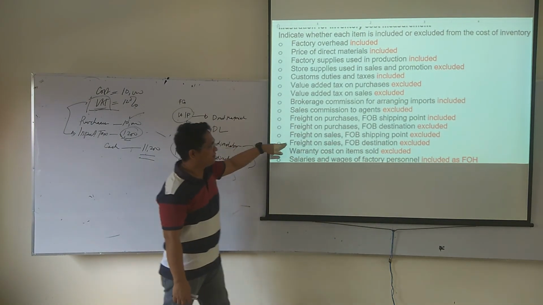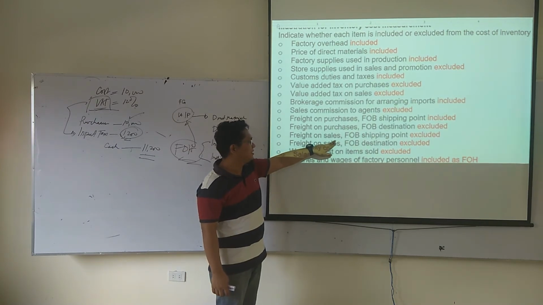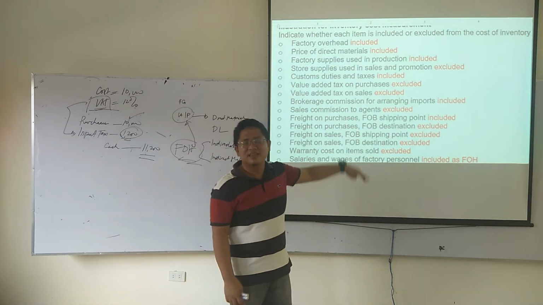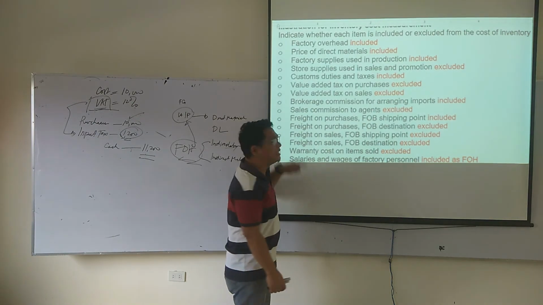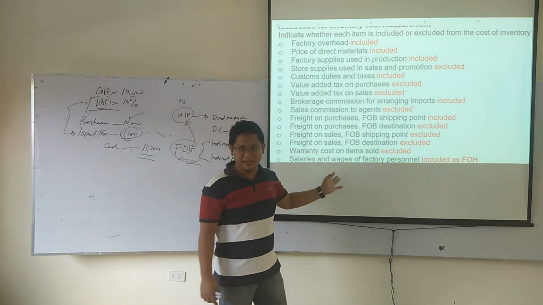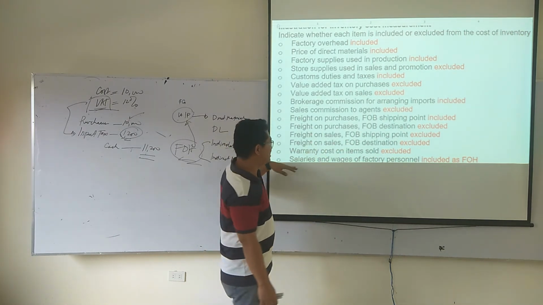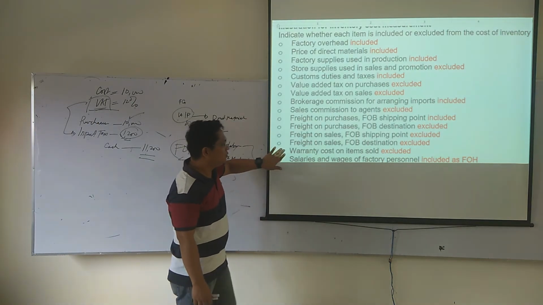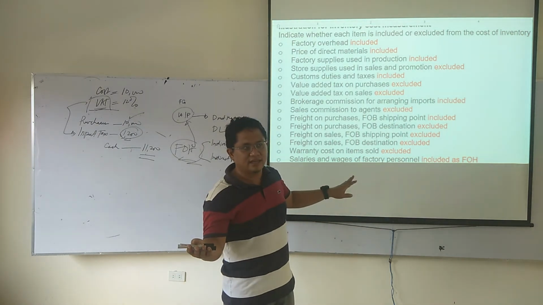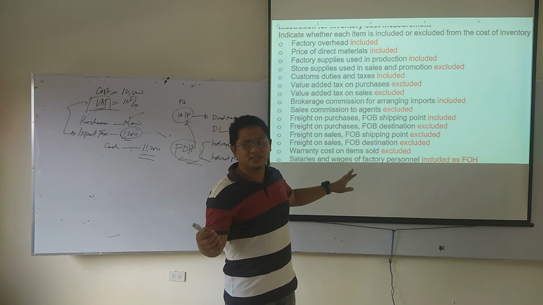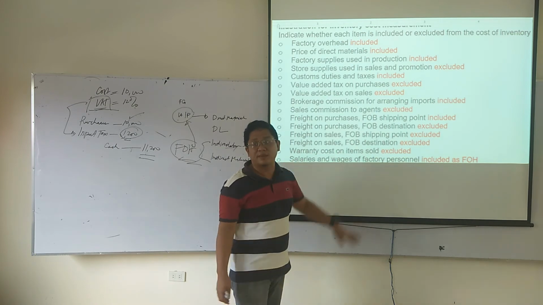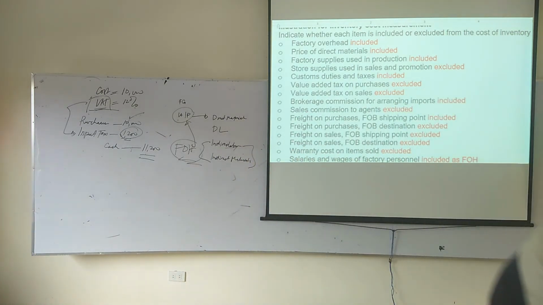Okay, then we have freight on sales. Freight on sales, whether FOB shipping point or FOB destination, these are selling expenses. Actually, these are called delivery expense. So whether it's FOB destination or FOB shipping point, it's excluded. It's delivery expense, part of our selling expenses. Warranty cost to items sold. So for example, we sell something that needs repair. For example, we sell TV, television, cell phones. Warranty costs are expense, not part of our inventory.